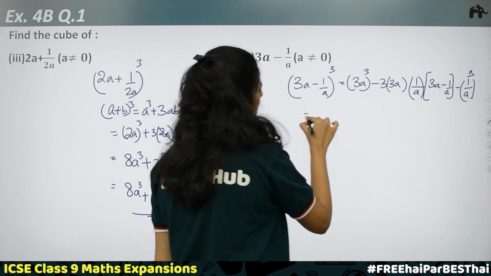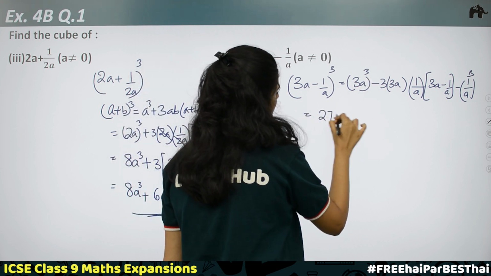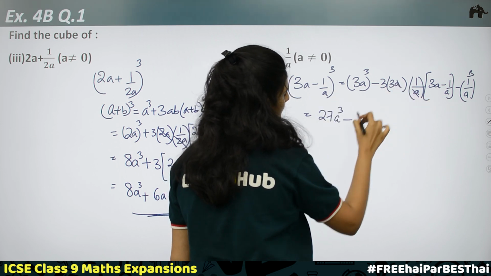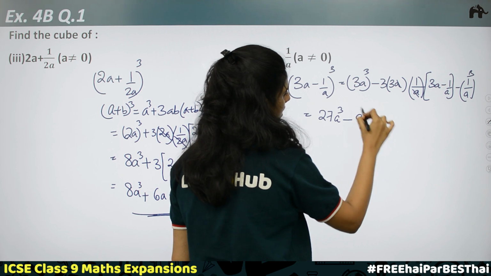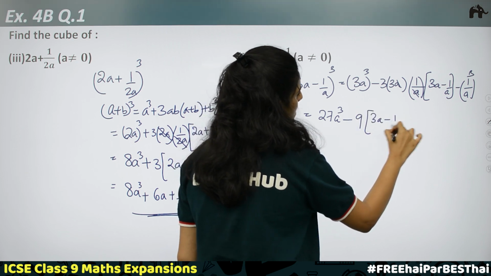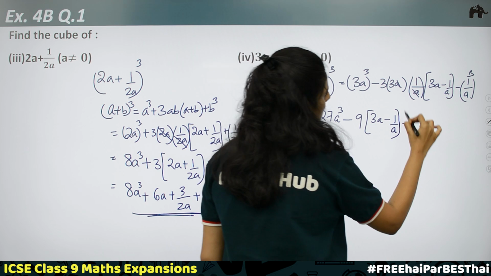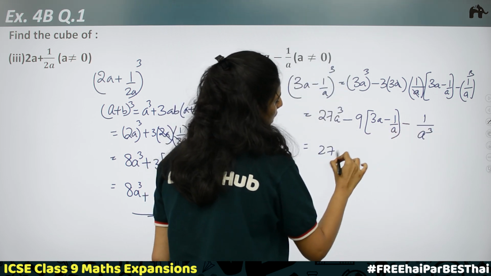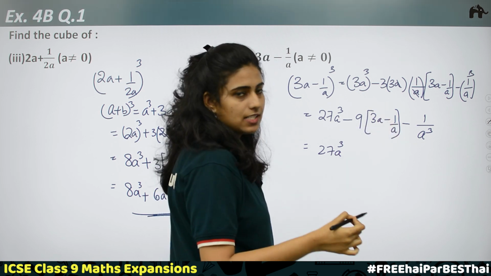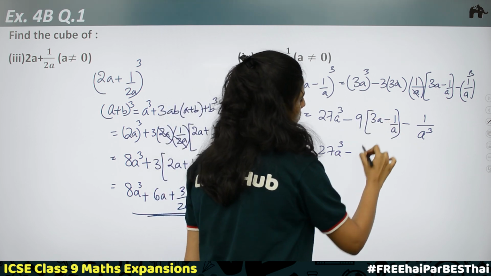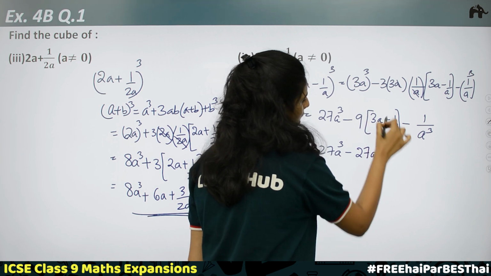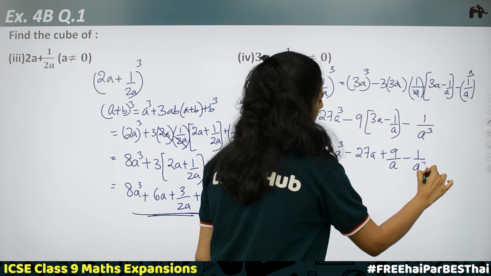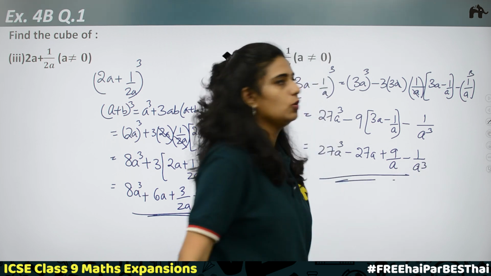So this is equal to 3 cube 27a cube minus, a gets cancelled, 3 into 3 9 into 3a minus 1 by a minus 1 by a cube, which is equal to 27a cube, removing the brackets and distributing, minus 9 into 3 is 27a minus of minus plus plus 9 by a minus 1 by a cube. This is what you will be getting.